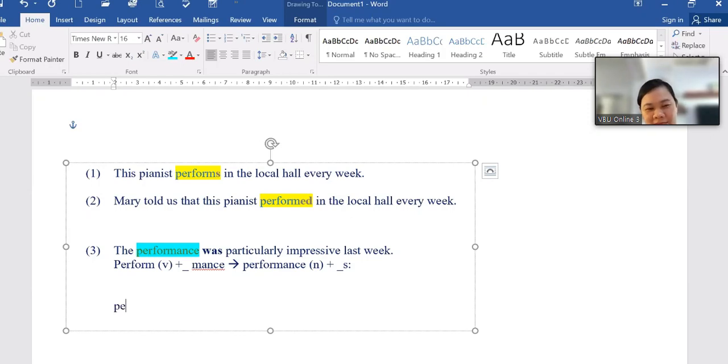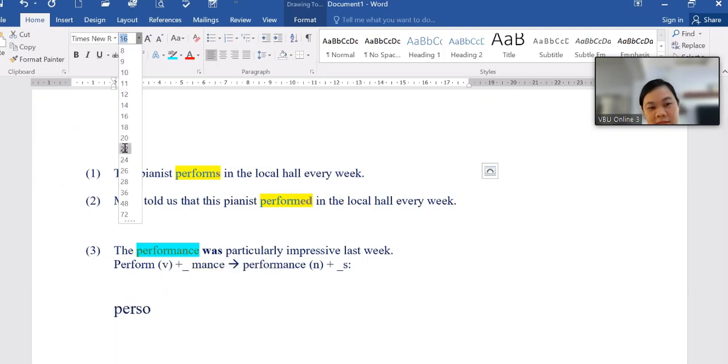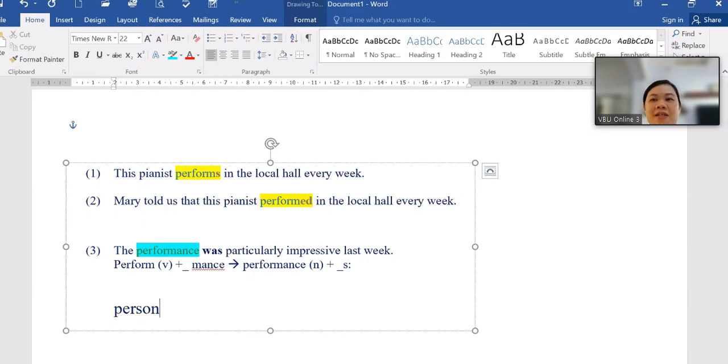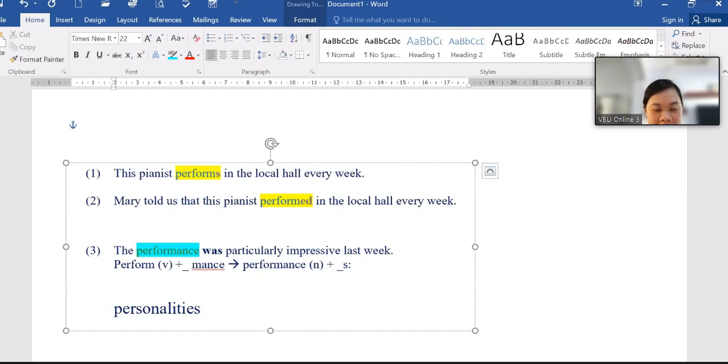Now look at this one. I have person. I put al. I have personal. I put what? ity. I have personality. I have personalities. How many morphemes? Three. How many morphemes in personalities? Is it derivational or inflectional? Three morphemes.